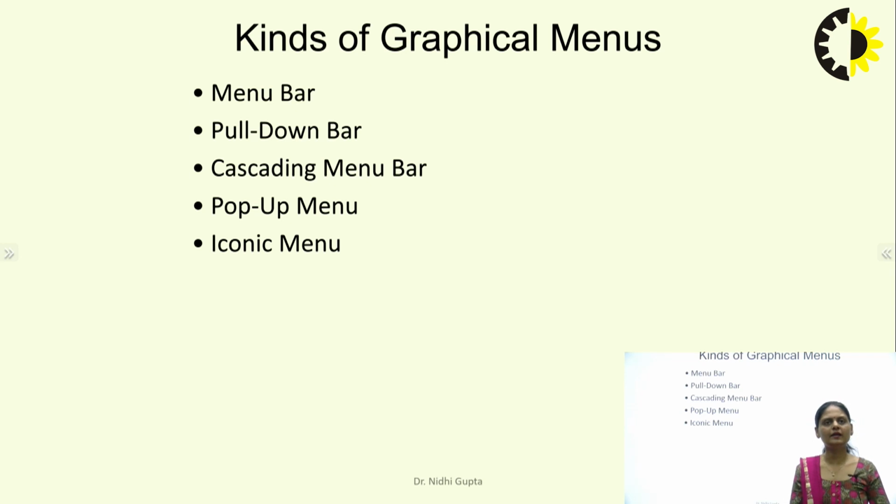Now the different kinds of graphical menus. What are the different kinds of menus which are available? The first is the menu bar. Second is the pull down menu. Third is the cascading menu. The fourth is the pop-up menu. And the fifth is the iconic menu.